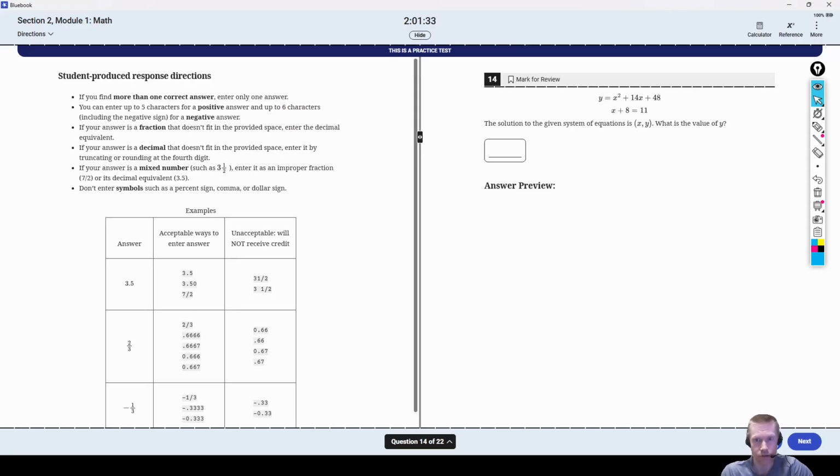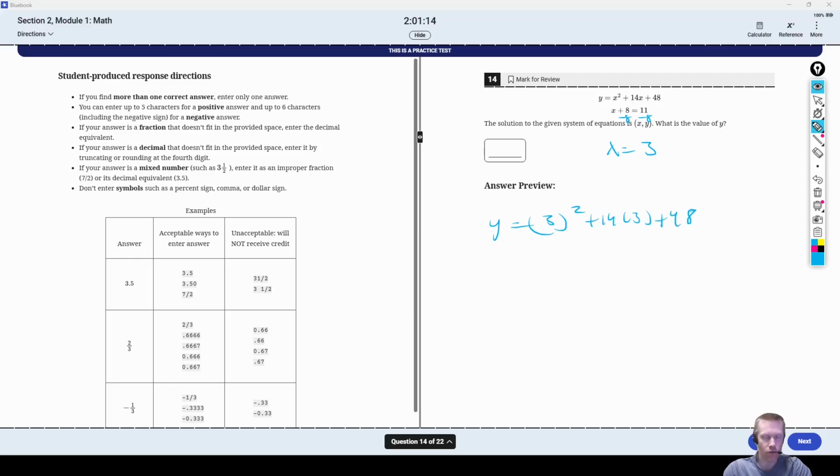Next up, question 14. Here we have a system of equations. So a couple things. This one's actually not that difficult to do by hand, because notice the second one you can already just solve it for x, do minus 8 minus 8. So x is 3. So y is equal to 3 squared plus 14 times 3 plus 48.